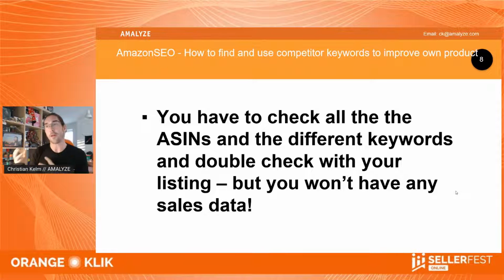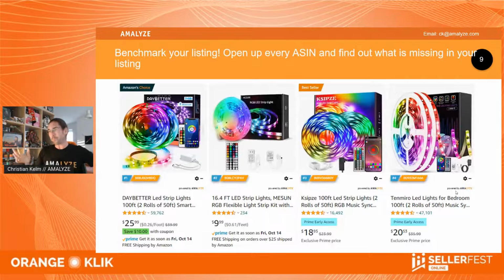Of course, you have figured out, oh, that could be a relevant search term, all the ASINs are there, and now you have to double check with your own listings. Have I used it? Where have I used it? Did I pull it up as exact phrase ABC, or is A in the title, B in the bullet points, C in the search terms? A lot of work, and you have to go through it.